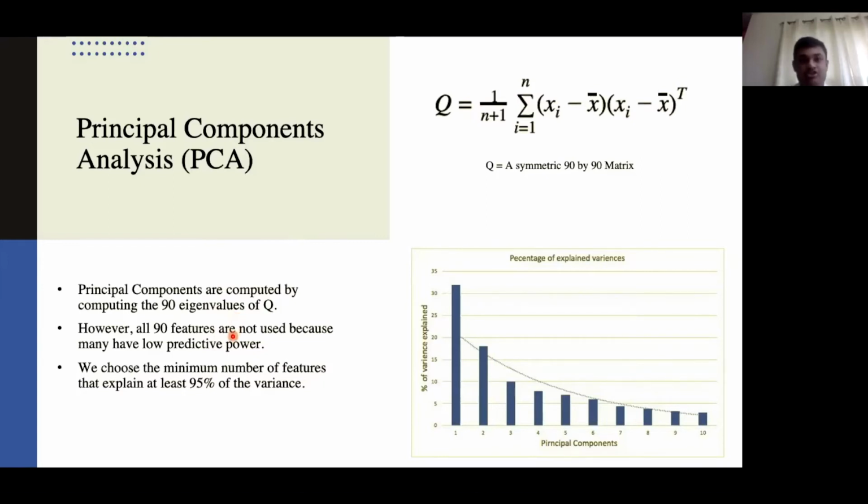However, our model will not take as input all 90 principal components, as many of them have low predictive power and thus can lead our models to overfit. We will choose the minimum amount of features that explain at least 95% of the variance. It was found that around 95% of the variance was explained by 10 features, as shown in the graph.